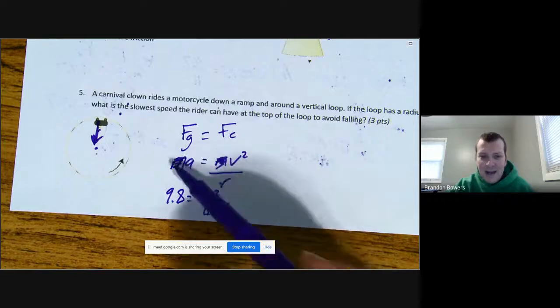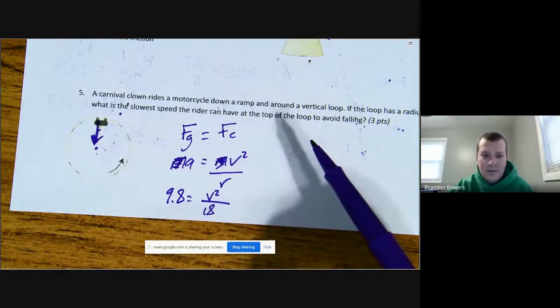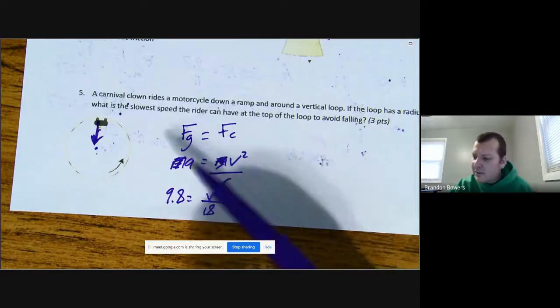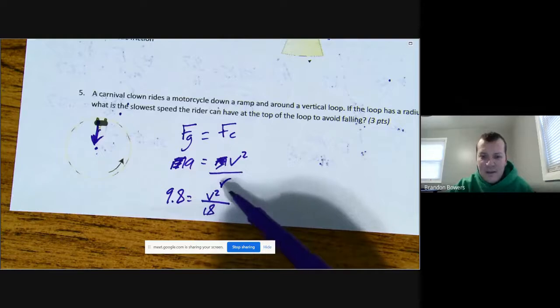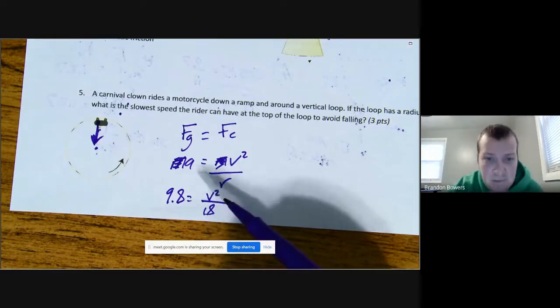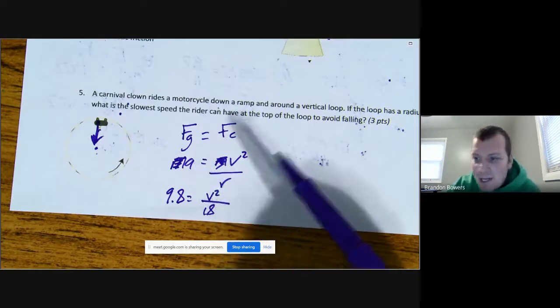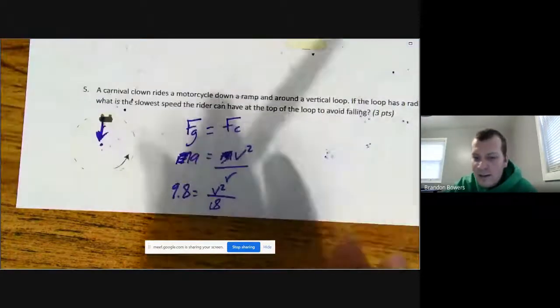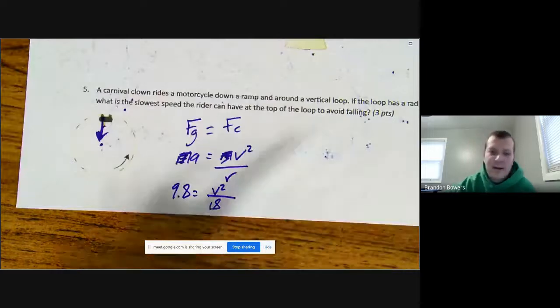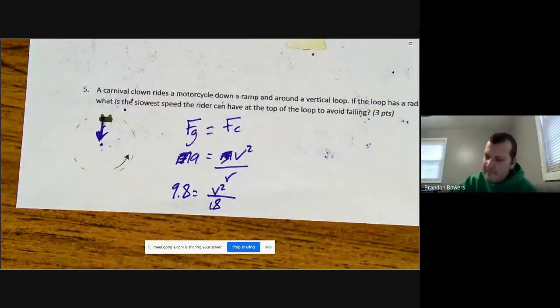The mass of the carnival clown is the same, right? So those two cancel. So you have the acceleration due to gravity is equal to v squared, velocity squared, over 18. And that was given in our problem over there, 18. Solve for v. And that's how you solve for number 5. Moving on to the back.